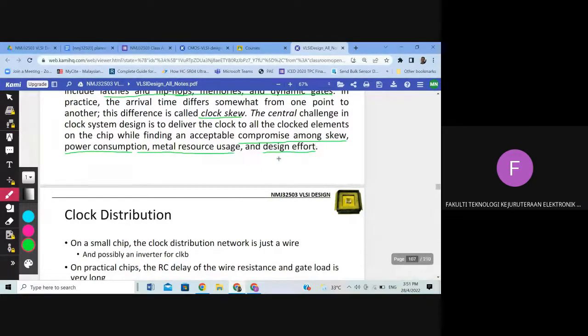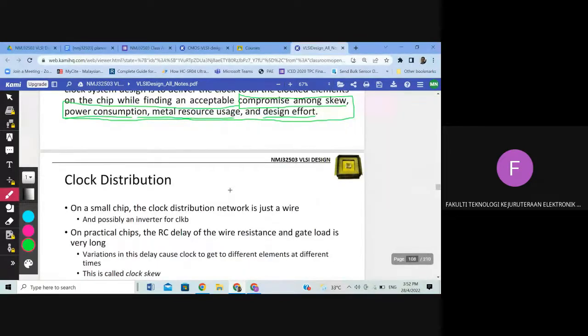So maybe I will ask you, not in this exam but in another exam, to discuss these and relate them to your task as a VLSI physical design engineer, for example. How do you see clock skew, power consumption, metal resources usage, and design effort? How do we compromise between them? You need to come up with your judgment based on your understanding of this course. This is just an example, not for tomorrow's question, to give you an idea of how to discuss it.